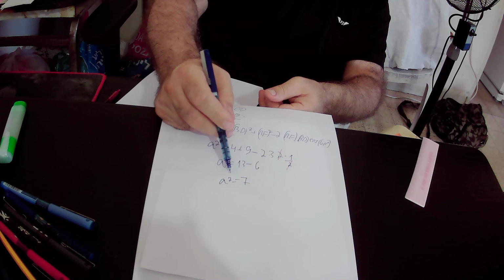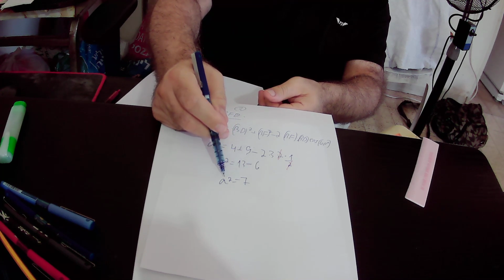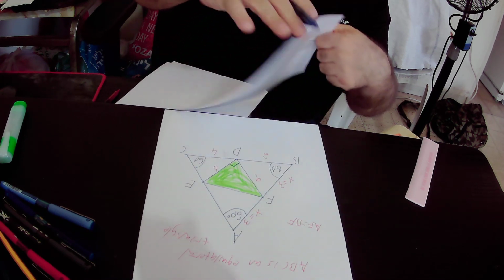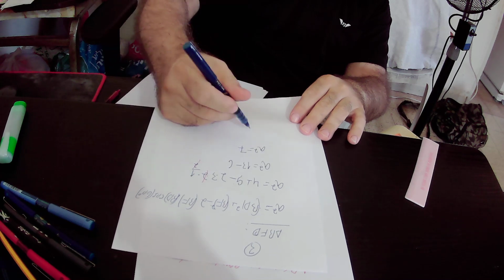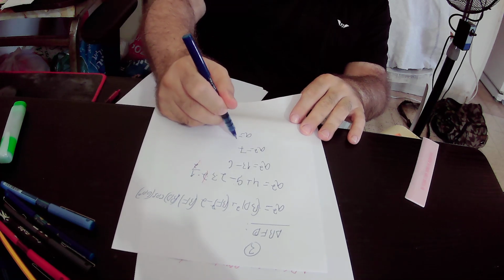Now we will take a root of this equality, and we will get that a equals the root of 7. Okay, a equals the root of 7 units.